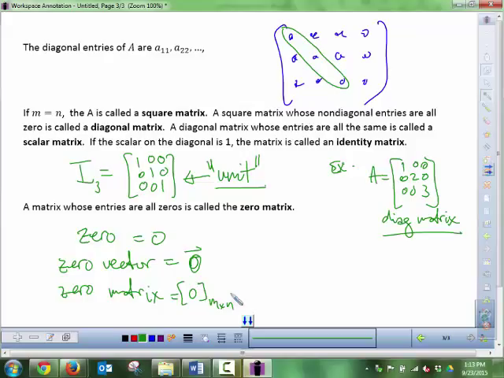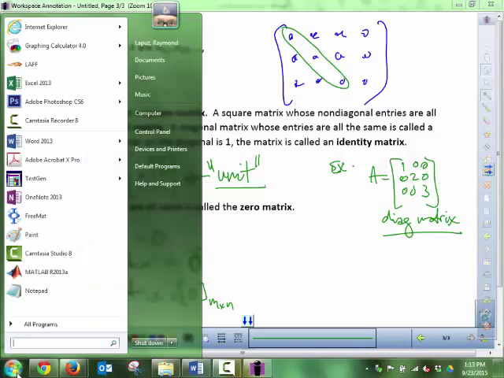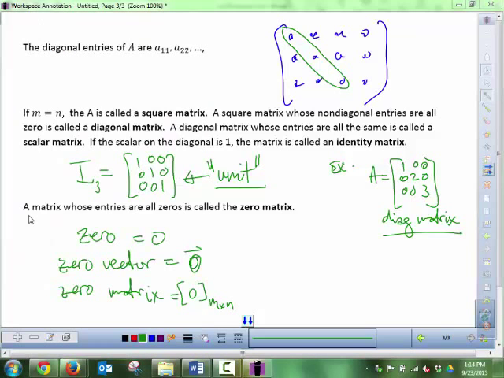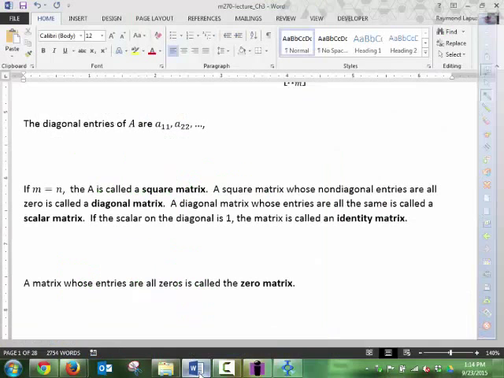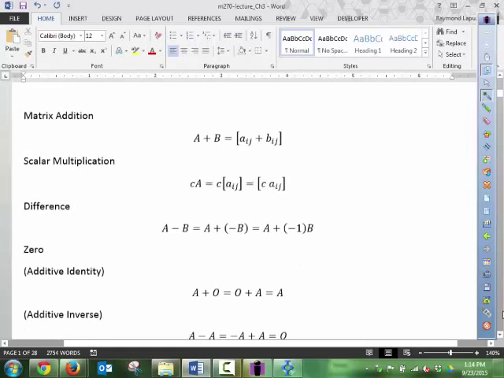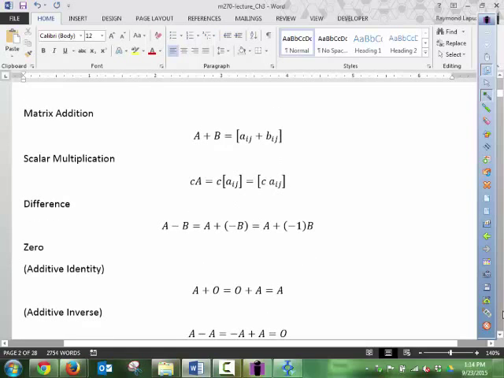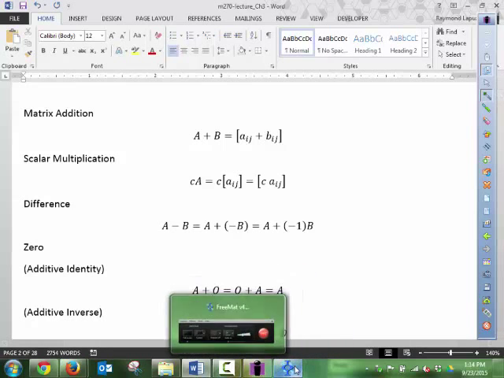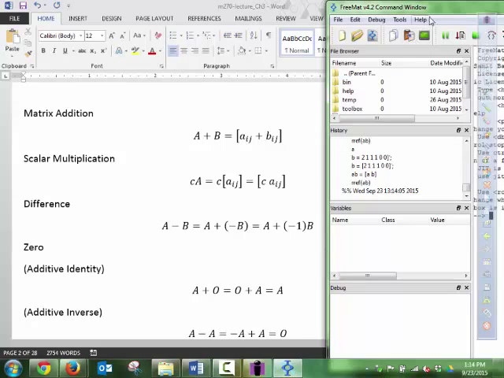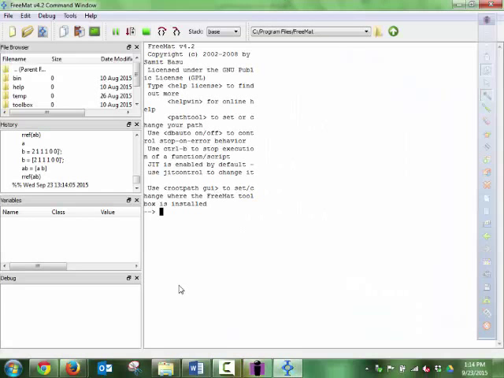All this coincides with the commands that are available in MATLAB. Should we take a look at MATLAB, FreeMat? Let's take a look at FreeMat or MATLAB and some of the commands for matrices.